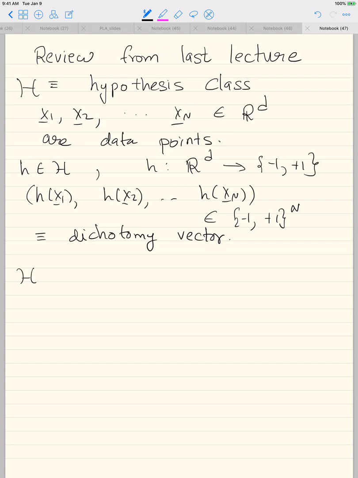Now, capital H of x1 to xn is the dichotomy set. It is the collection of all dichotomy vectors generated by the hypothesis class H. So this is the collection of vectors of the form h of x1 to h of xn for each h in the hypothesis class capital H. This is known as the dichotomy set.